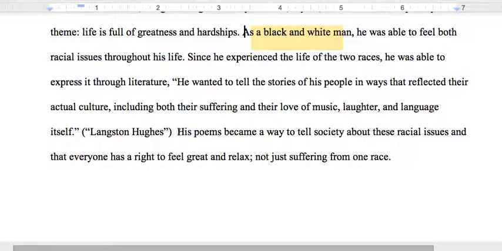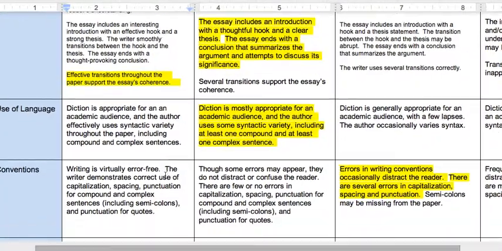And then we have talking about racial issues, not just suffering from one race. I think I get the idea that the author's trying to convey here, but it's not articulated very well. It's implied. So I said this is a B quality conclusion, not an A quality conclusion.